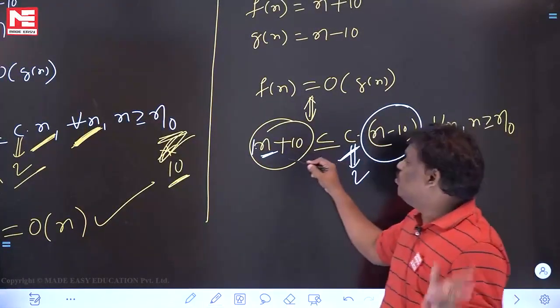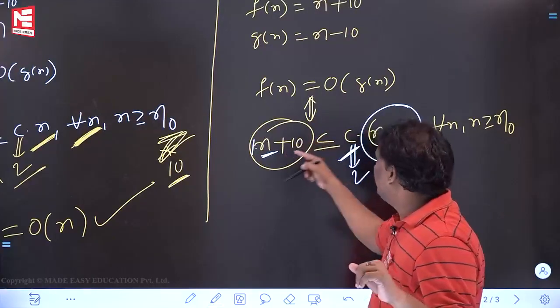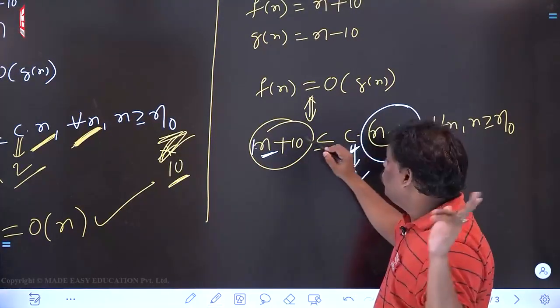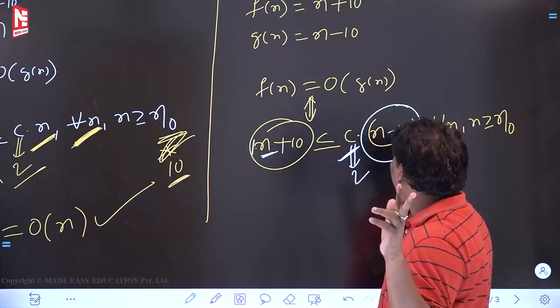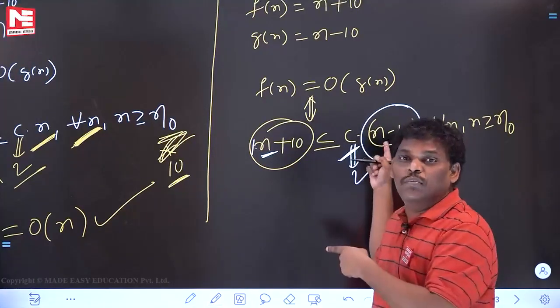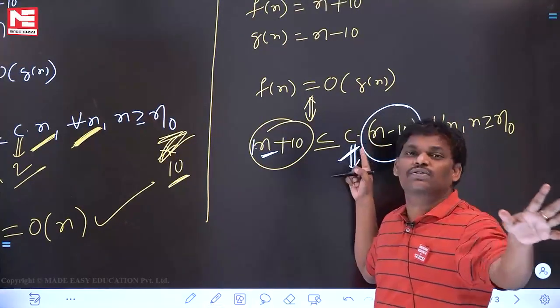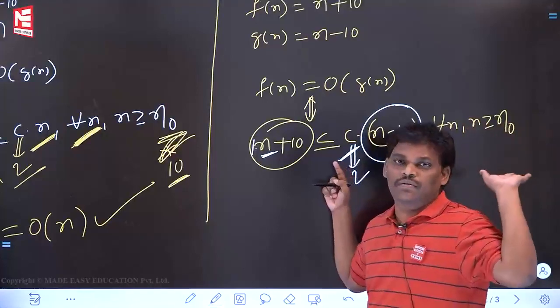If I keep n value 1, what is the answer? It will become 11. It will become 1 minus 10, minus 9. Negative is coming. Negative functions we don't discuss. What does it mean? Negative is coming. Skip it.